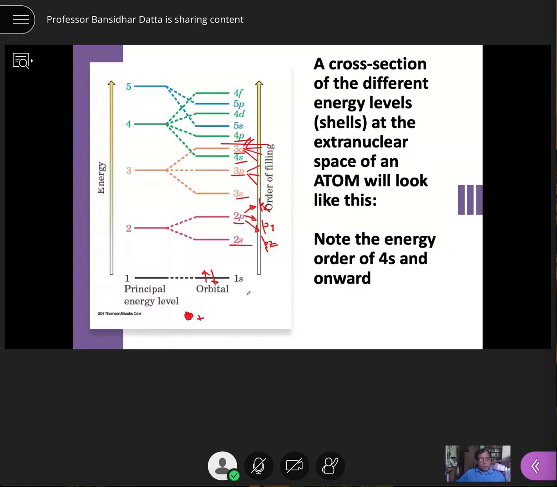Rule number 2: each shell, subshell, or orbital can have a maximum of 2 electrons, only 2. Why? Because of spin pairing. So that's rule number 2. Any subshell or orbital can have a maximum of 2 electrons due to spin pairing.